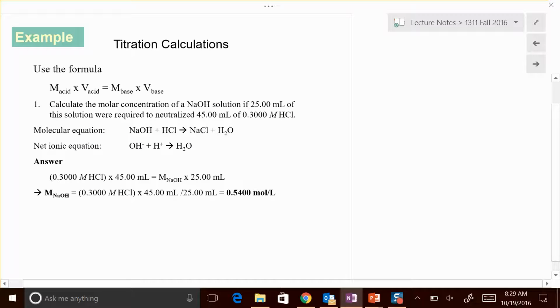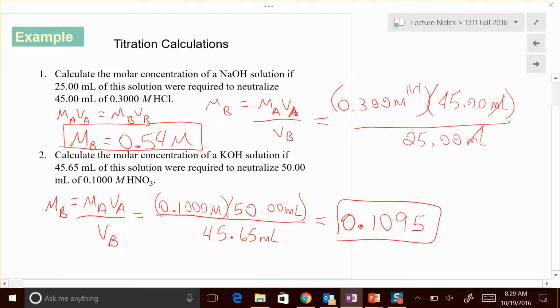Yes? We're not finding the MA? Not in those ones. Here, this is sodium hydroxide. Calculate the molar concentration of sodium hydroxide, which is the base. The second question is calculate the molar concentration of potassium hydroxide, which is a base. But you know what? It doesn't really matter whether you set it up as the acid or the base. You would have found the same answer. But if it is an acid, then we put MA. That's right.